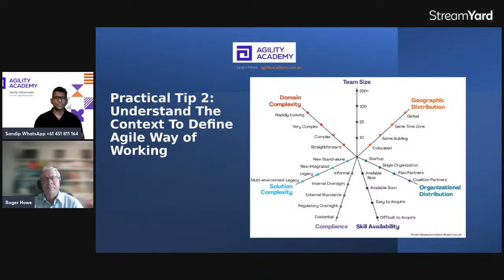Solution and domain complexity. These dimensions help you to understand what kind of complexity we are dealing with when it comes to understanding the marketplace, understanding the customer problems, or coming up with a solution which is technology driven. So this is the second practical tip, which is about understanding the context and helping that to set the tone while leading multiple agile teams.